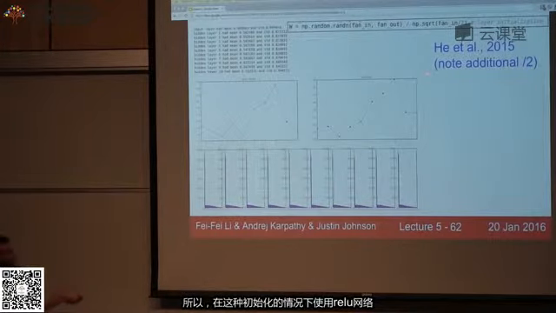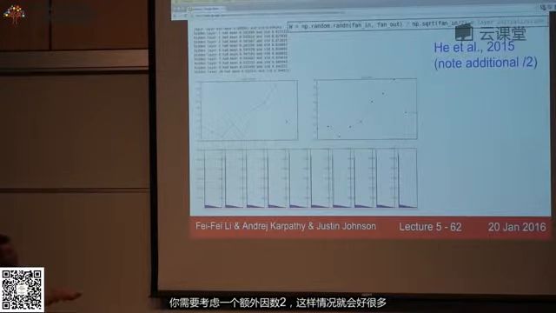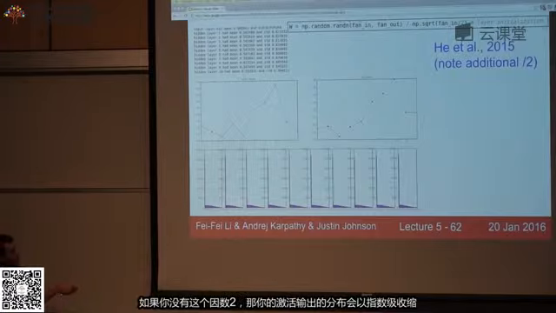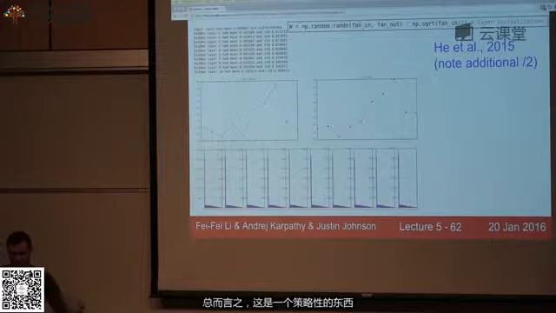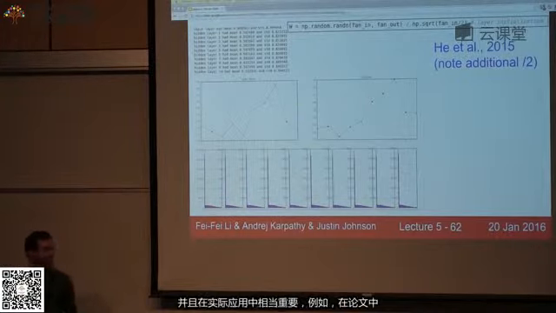And so in this initialization, if you're using ReLU nets, you have to worry about that extra factor of 2, and everything will come out nicely. And you won't get this factor of 2 that keeps building up and screws up your activations exponentially. Okay? So basically, this is tricky stuff, and it really matters in practice.